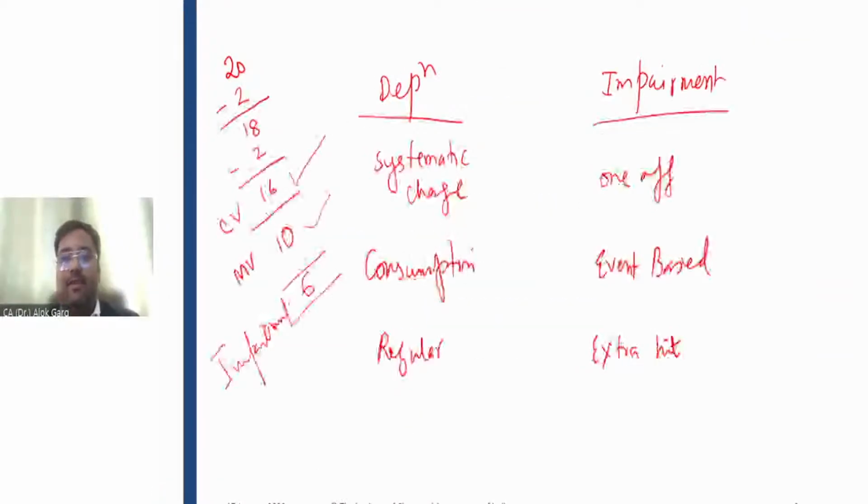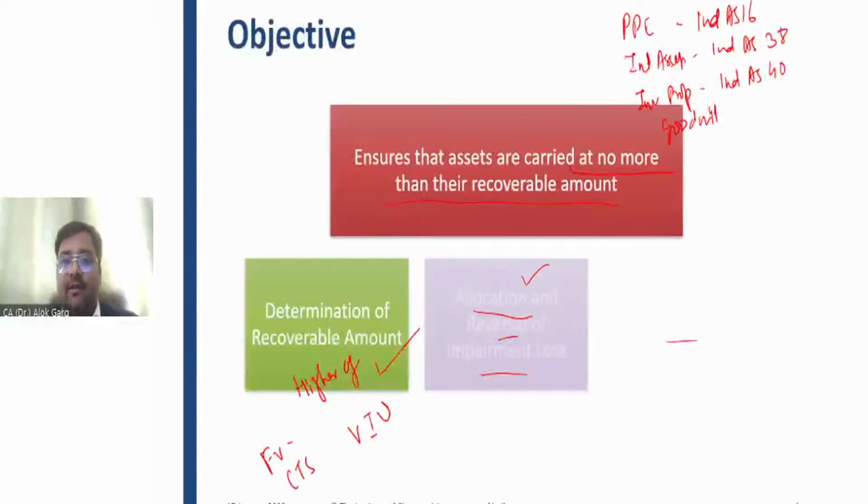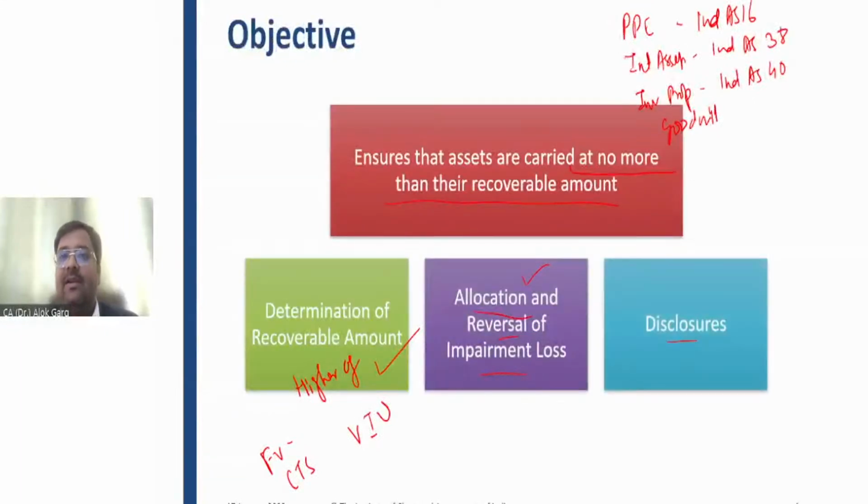So friends, we have started with the concept of impairment of assets, and we discussed the difference between depreciation and impairment, right? Then we discussed the agenda. We discussed that this standard is applicable largely for PPE, intangible assets, investment property, and goodwill. The objective of this standard is to reduce the carrying value to the recoverable value, only as far as reduction is concerned, right? Then this standard also talks about how to determine the recoverable amount, which is the higher of fair value less cost to sell and value in use. This standard also talks about allocation and reversal of impairment loss and disclosure aspects as well, right?